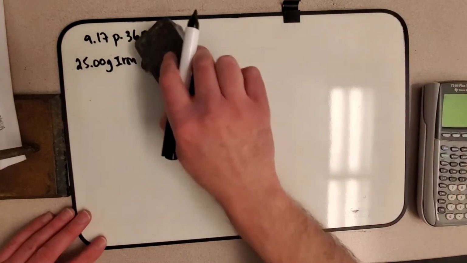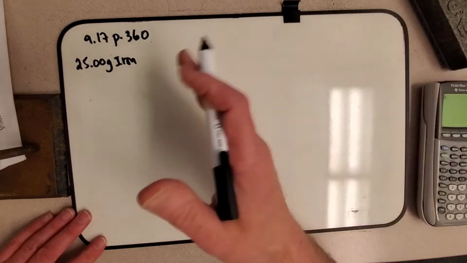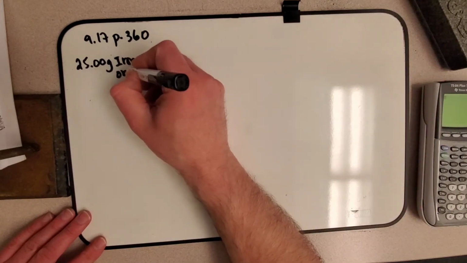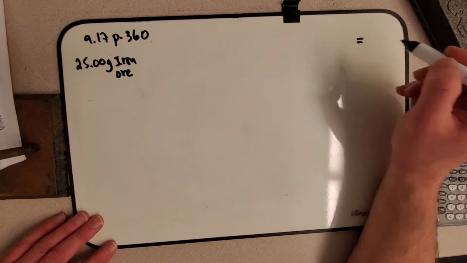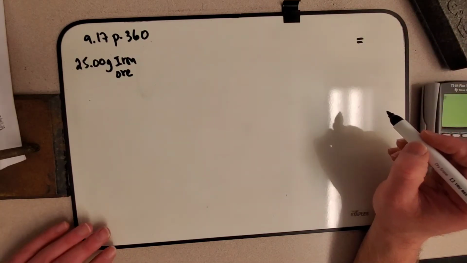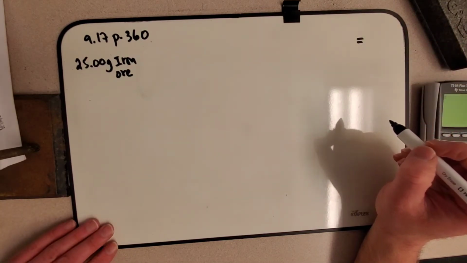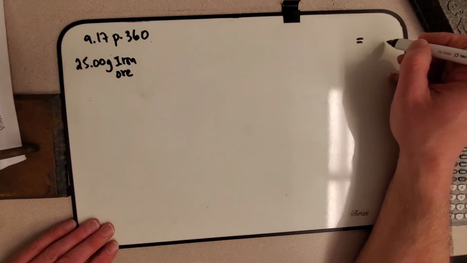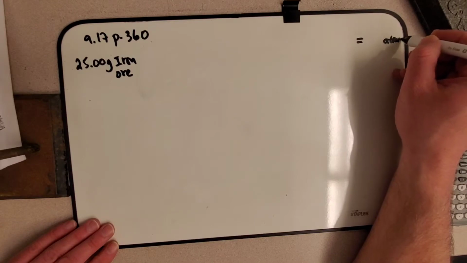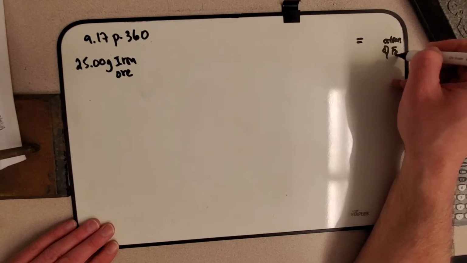Let me just move this ore a little bit to the bottom so we have a little more space here. And the question now is how many atoms of iron are in this impure sample. So my unit here is atoms of iron in this impure sample.